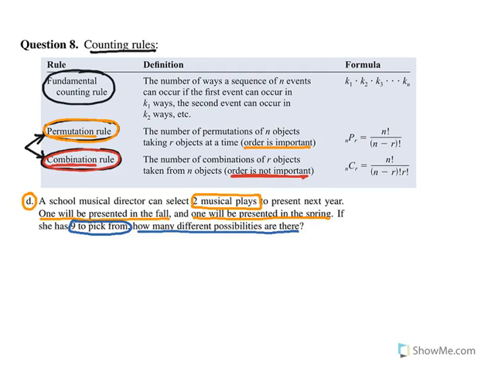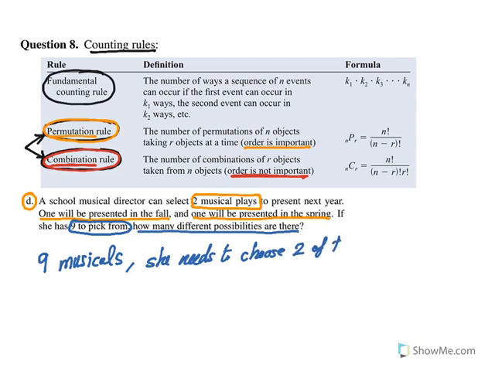So first we have 9 musicals, and she needs to choose 2 of them. Okay, now ask yourself, does order matter in this case? Now let's pose this as a question. Does order matter?